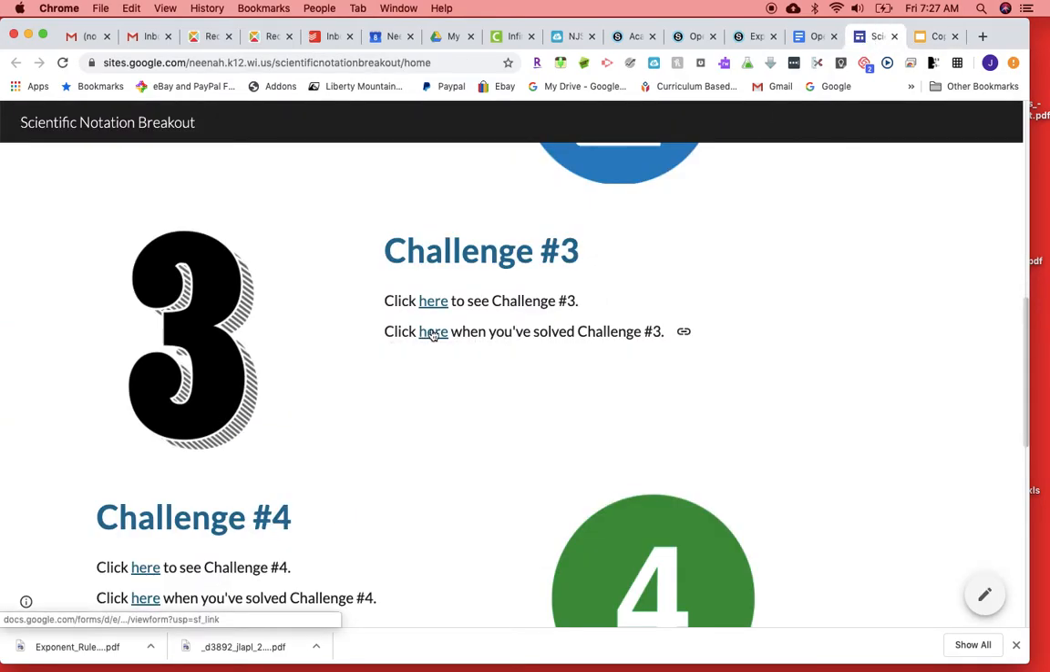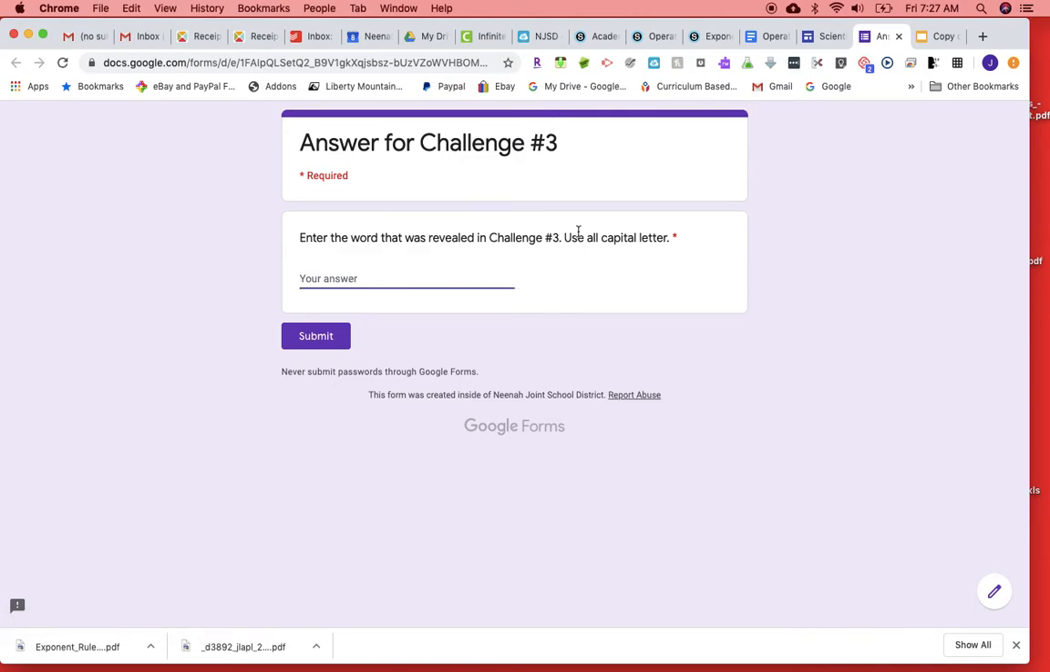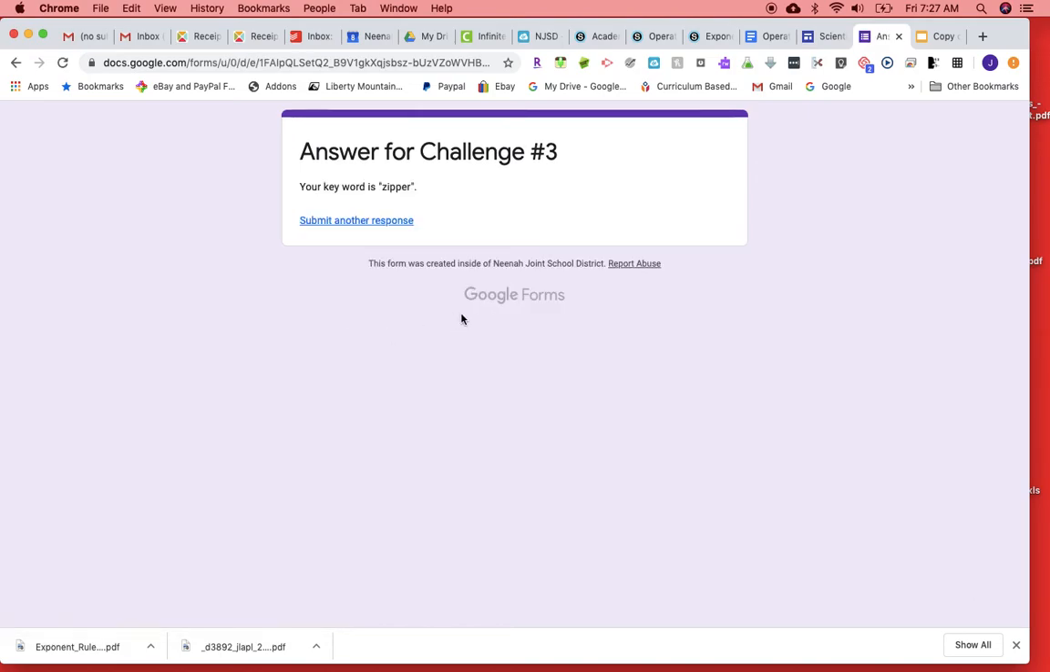So let's go here. Let's answer our word. It says enter the word that was revealed in challenge 3. Use all capital letters. And I'm going to type in standard. S-T-A-N-D-A-R-D. So our keyword was zipper. Our first keyword was elephant. Our second was magenta. Our third now is zipper.